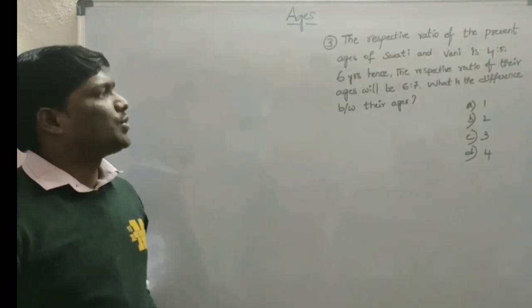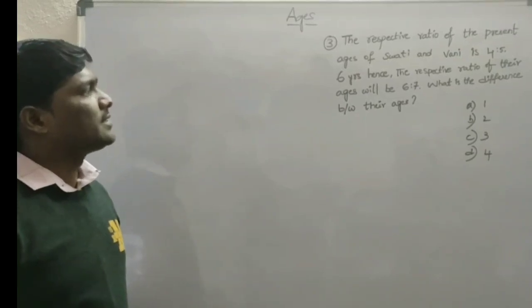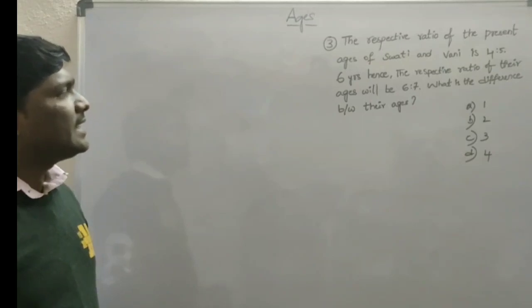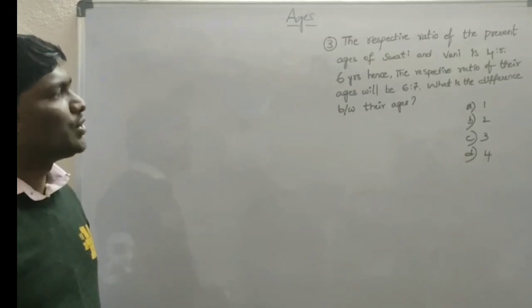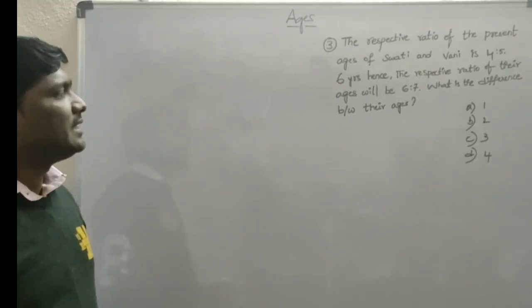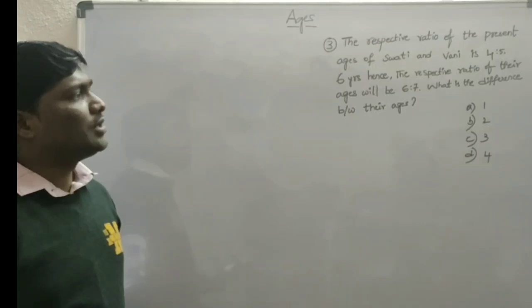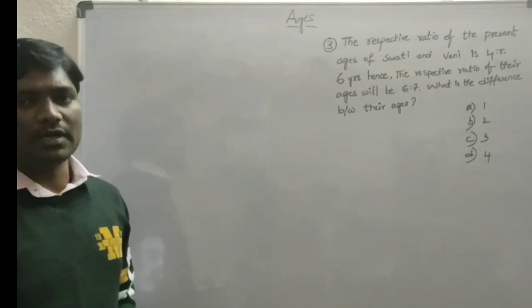The respective ratio of the present ages of Swati and Vani is 4:5. 6 years hence, the respective ratio of their ages will be 6:7. What is the difference between their ages? And so Swati Vani age యొక్క డిఫరెన్స్ మొత్తం ఫైండ్ అవుట్ చేయమని ఇక్కడ మనల్ని.